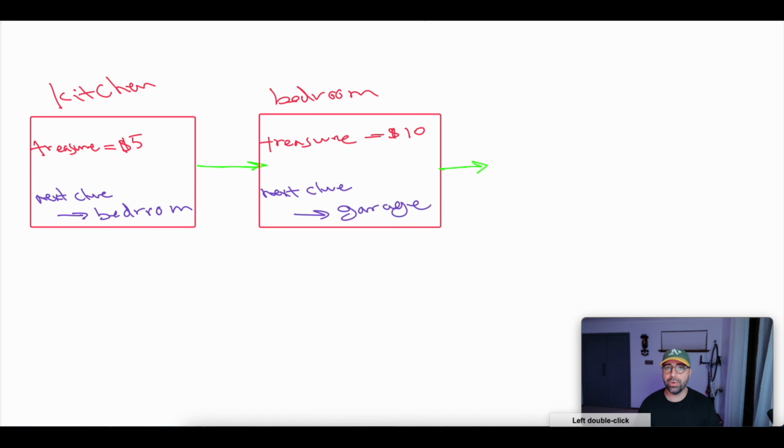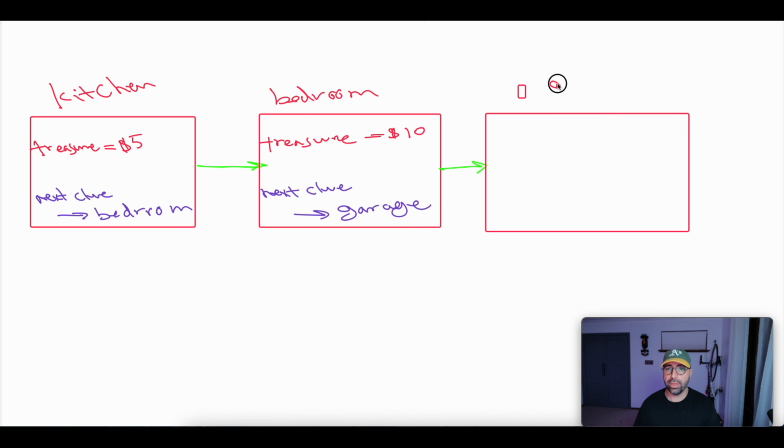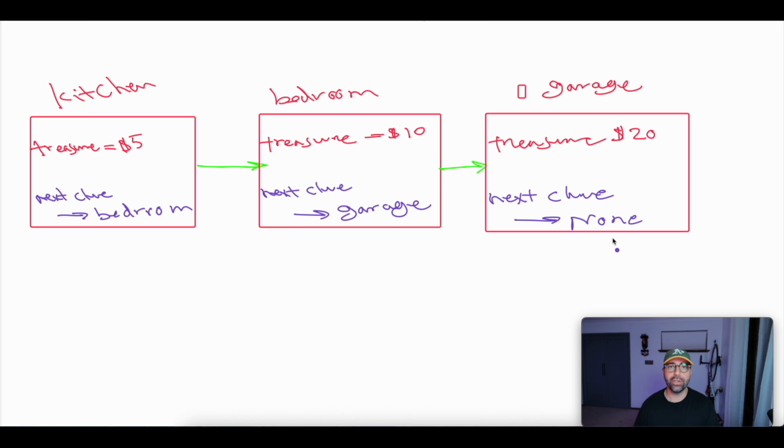And if you bear with me, this is going to really make sense very soon. So I go to the garage, and this is the garage. There is a treasure of $20. It's going up and up. And the beauty is that there is a next clue. It actually tells me that, hey, there is not any more money left. You are done. You have found all the money. Go and get yourself some meal.